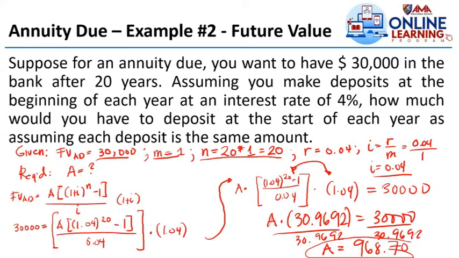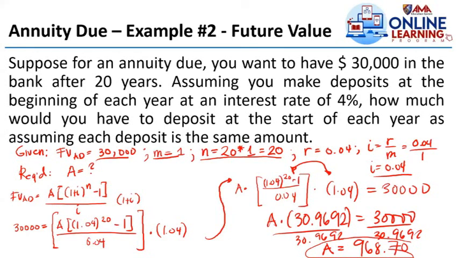Then, N is equals to P times M. So, yung babayaran niya or kukunin niya after 20 years. So, 20 yung life of investment, then multiplied by M, which is 1. So, 20 pa rin yung N. Then, yung R natin is 4%, that is 0.04 in decimal.